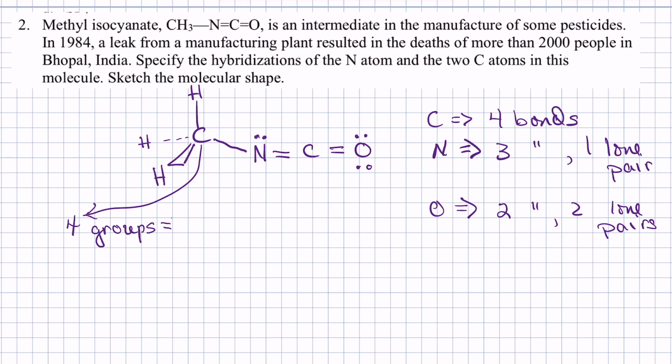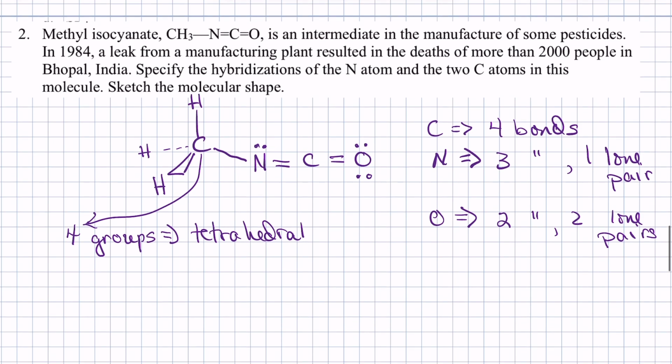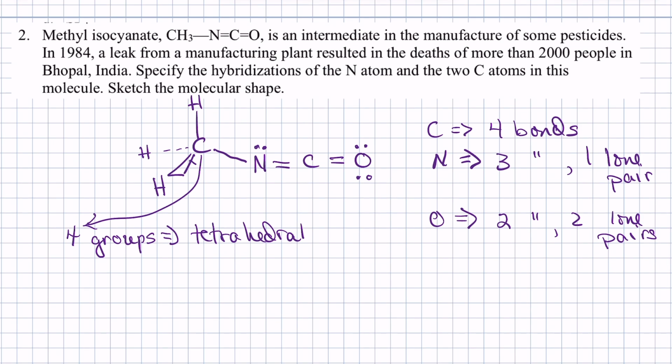And we know if we've got 4 groups, we've got a tetrahedral structure. The bond angle is 109.5 degrees, roughly speaking. And with 4 groups, the hybridization is sp3. What about the nitrogen? The nitrogen has 3 groups. It's got 2 bonding groups and 1 non-bonding group. All right? So 3 groups for the nitrogen.